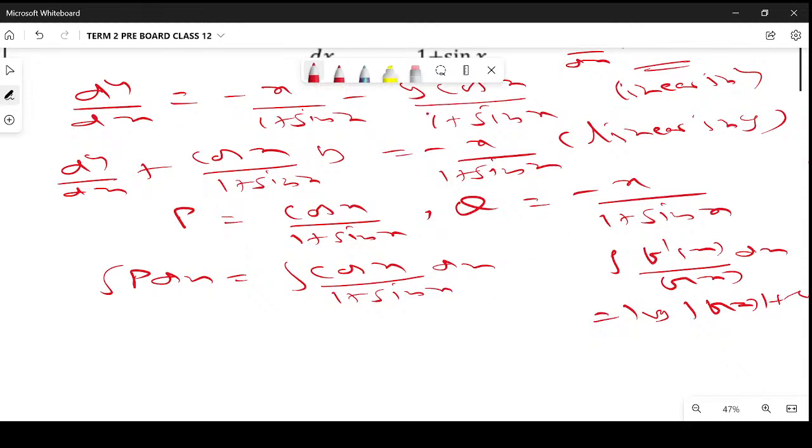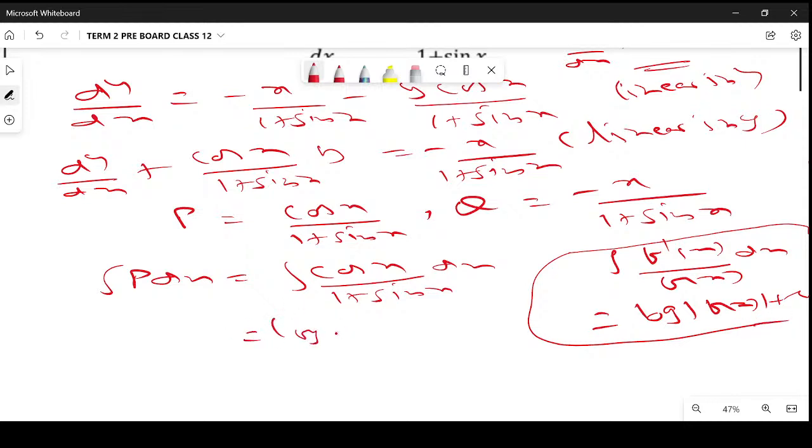So I can write, this is a log mod. Similarly, the derivative of denominator is numerator. Using the same formula, you can use this formula. We use this formula. I can write here, this is log mod 1 plus sin x.